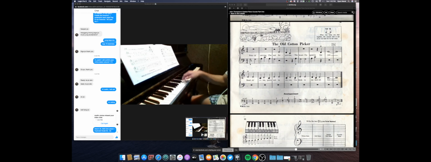Let's try. Slowly, left hand. Slowly, slowly. So, ready, pick. Ready, please count. 1, 2, 3, 4. Even just 4. 1, 2, 3, 4. Oops, left hand, not the other. Sorry.